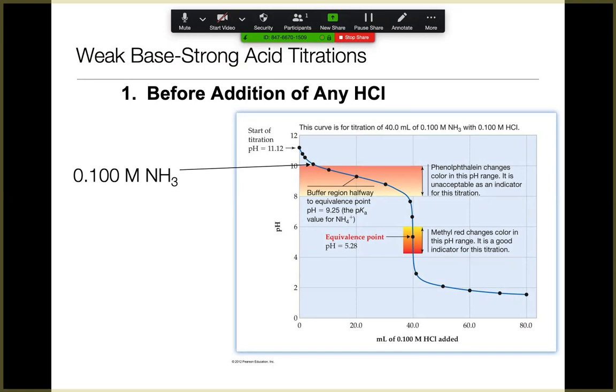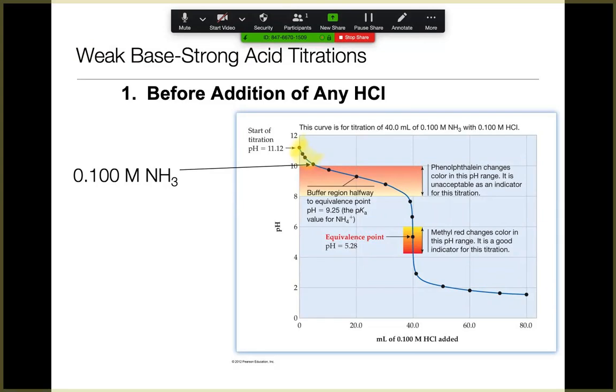So let's go through the same steps that we've done before. So we have a 0.1 molar solution of ammonia. We know ammonia is a weak base. You predict that the pH would be above 7 when no acid has been added. Well, the pH is well above 7. We're in good shape. We start titrating small amounts of acid in.